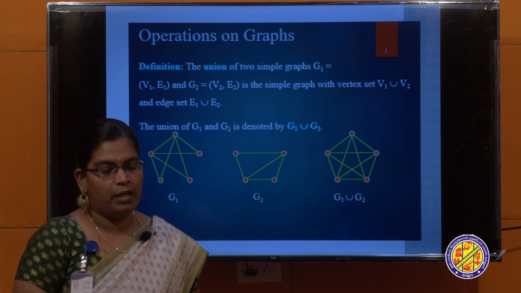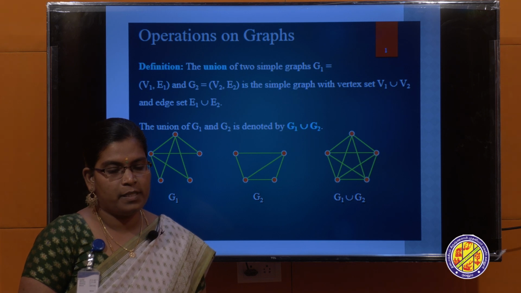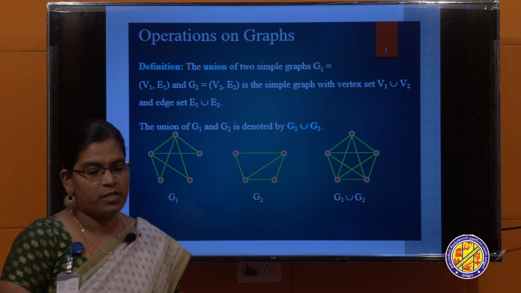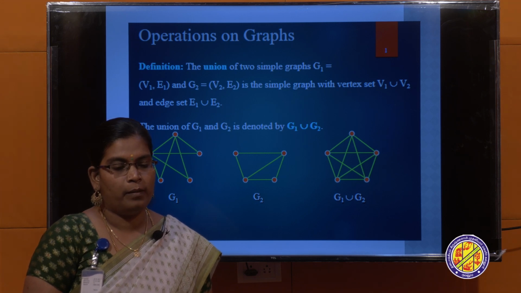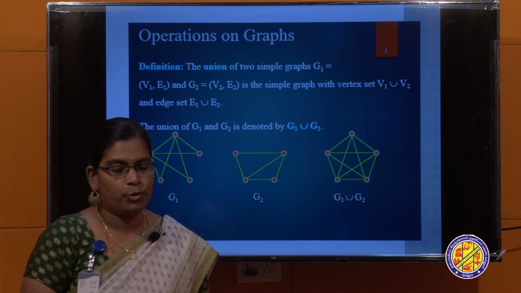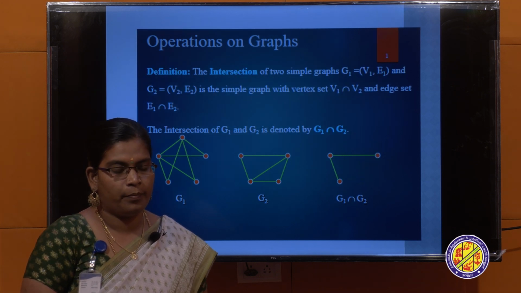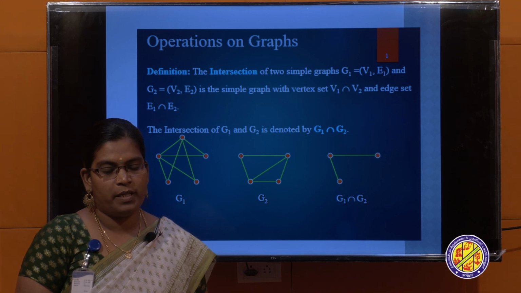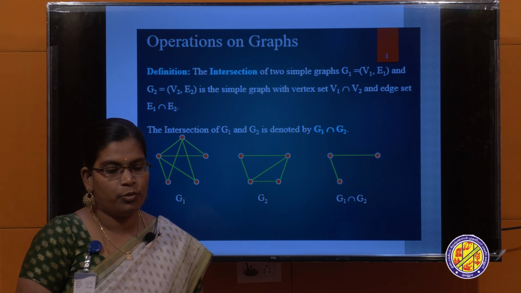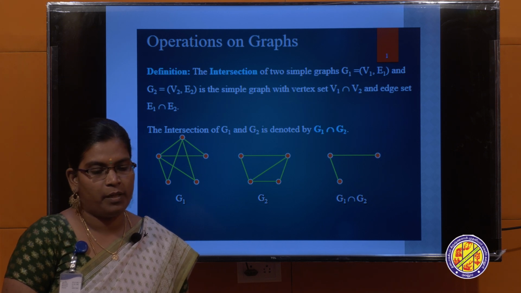Operations on graphs. The first one is union of two simple graphs. G1 is V1 and E1, and G2 is V2 and E2. Then the union is a simple graph with the vertex set V1 union V2 and edge set E1 union E2. The union is denoted as in this diagram. Next operation on graphs is intersection of graphs. Intersection means, for the two graphs G1 and G2, the vertex set is empty and the edge set is also empty.